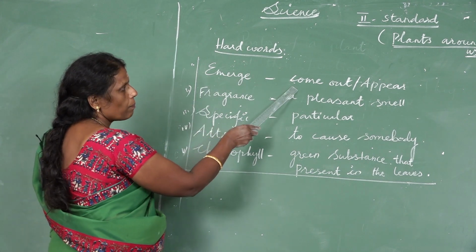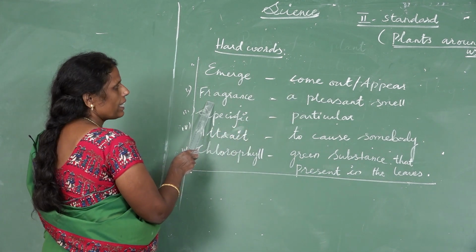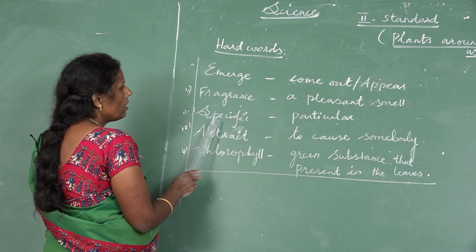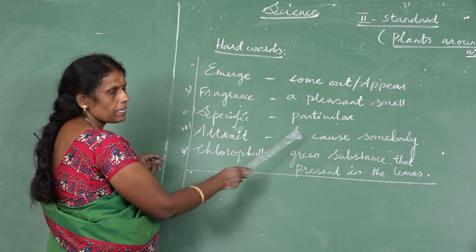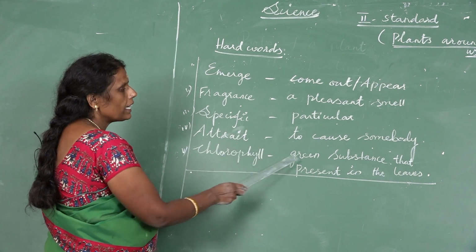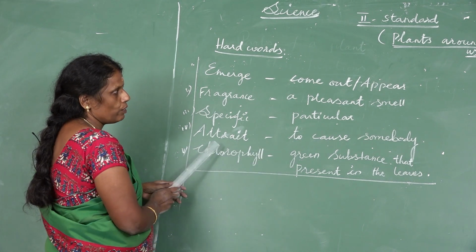Listen to these hard words, children. Emerge, come out or appear. Fragrance, a pleasant smell. Specific, particular. Attract, to cause somebody to come. Chlorophyll, green substance that is present in the leaves.